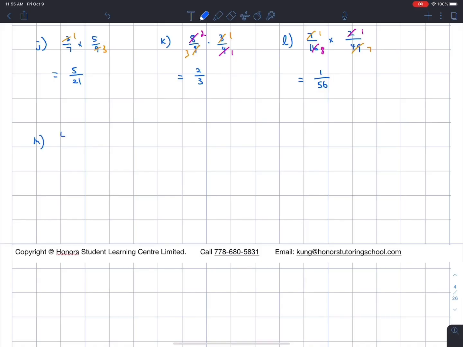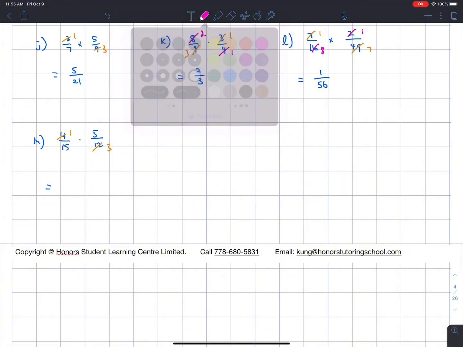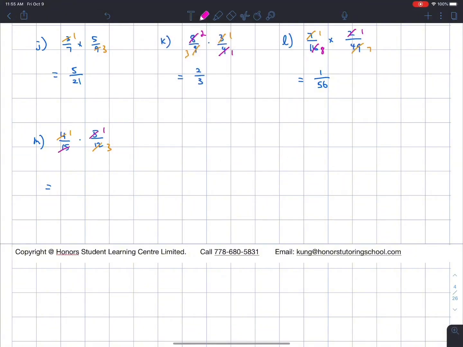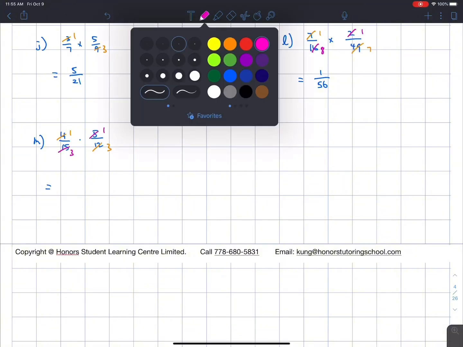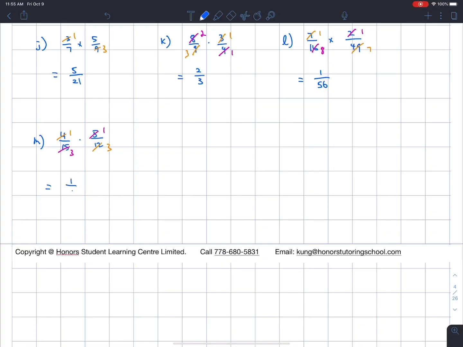M, 4 over 15 times 5 over 12. So I can divide this 4 by 4 to get 1, and I can divide the 12 by 4 to get 3. I can divide the 5 by 5 to get 1, divide 15 by 5 to get 3. So my final answer will just be 1 over 9.